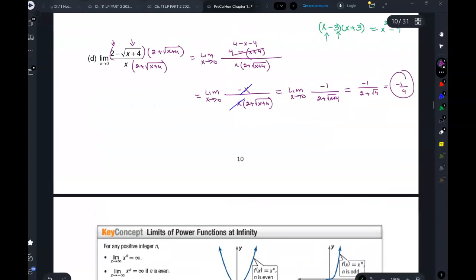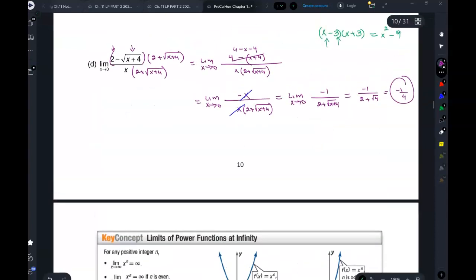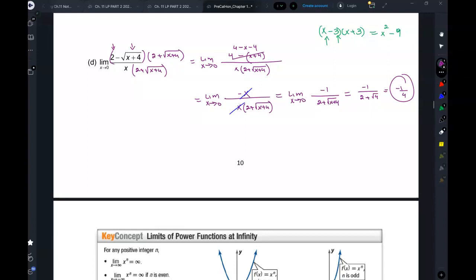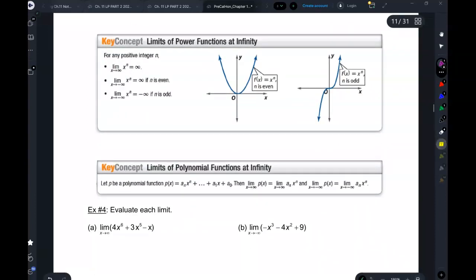Okay, all of these, we're looking for limits as x approaches a finite number, 0, negative 6, 2, 4, whatever. How about if you have to look for limits at infinity? Okay, limits at infinity. So here's what we're going to do.